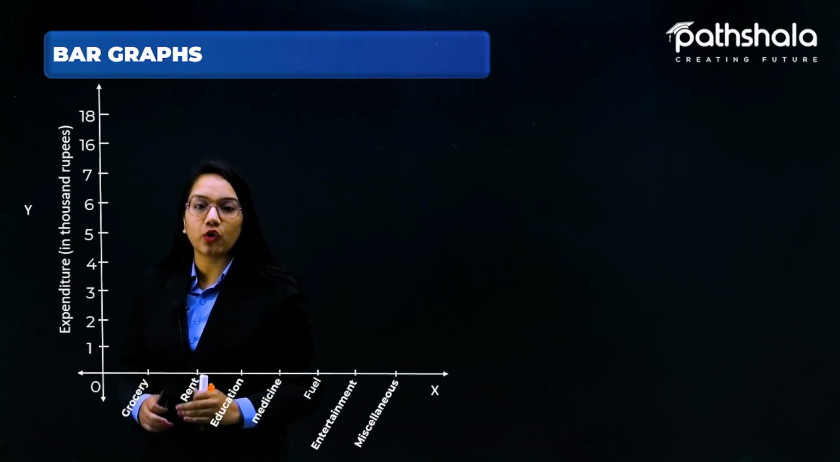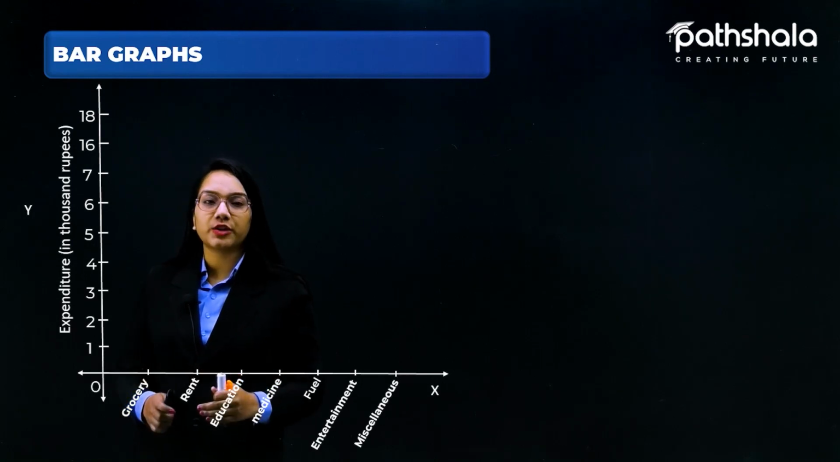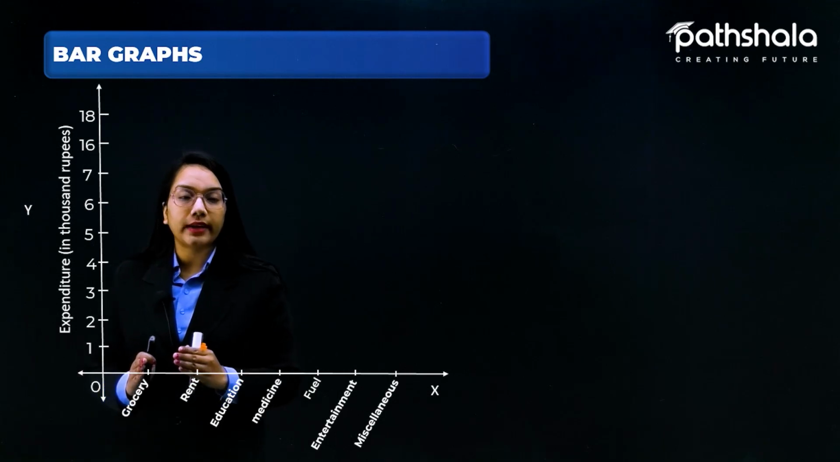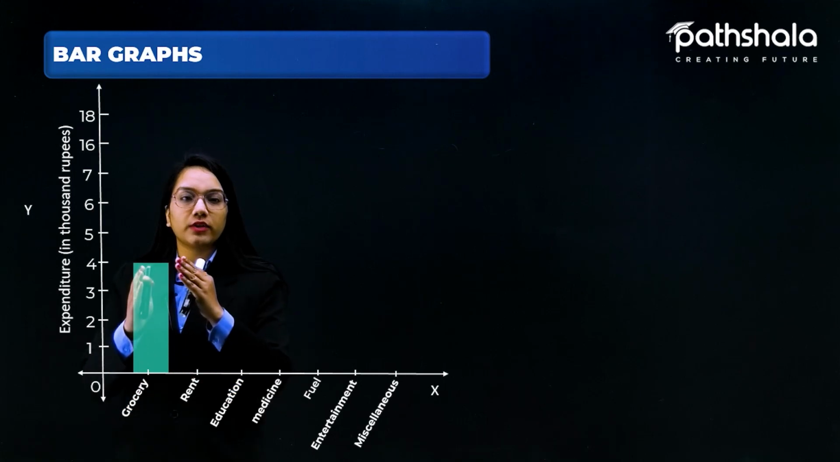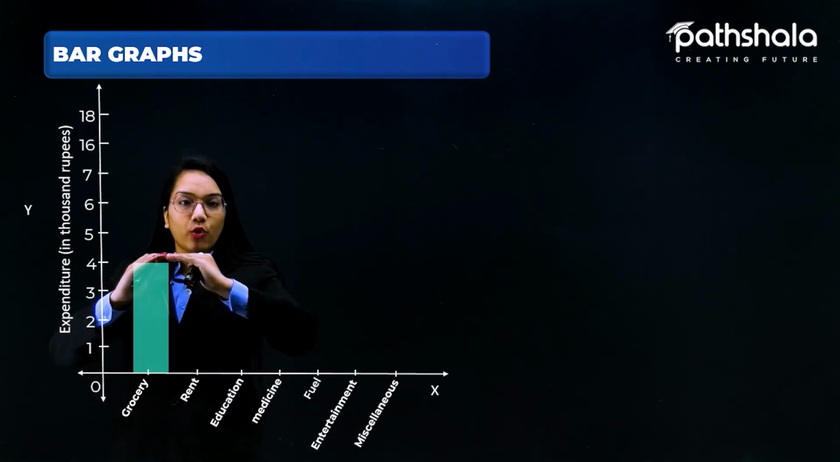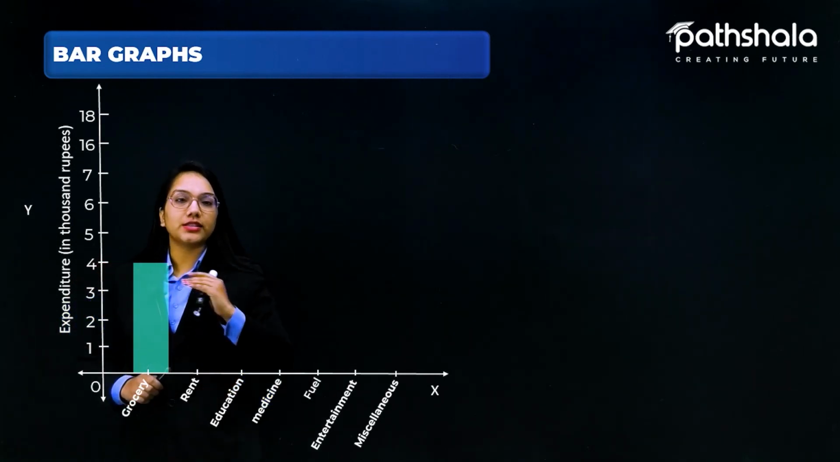So let's just talk about the grocery. In grocery we have the expenditure as nothing but 4,000 rupees. So let's form a rectangular bar which is related with the grocery. It would be of this form, where the width is 1 and the height is 4. You can see the height of this is 4. So for the grocery, this is the rectangular bar.